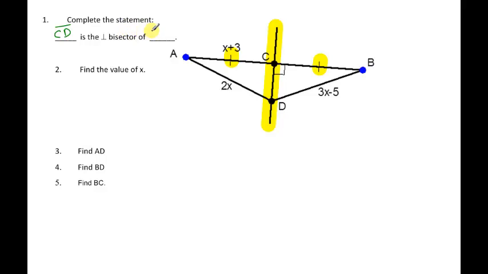CD here in this picture is the perpendicular bisector of AB. Okay, so let's see how we can find the value of x.